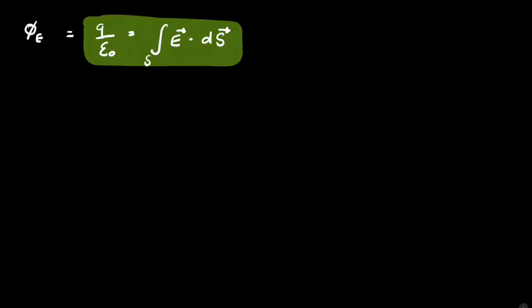Now this form right here is what's known as the integral form of Gauss's law, for fairly obvious reasons, because of the integral sign right here. But there's also a differential form of Gauss's law, which is pretty easy to derive if you know the integral form. And I'll show you how to do that exactly.